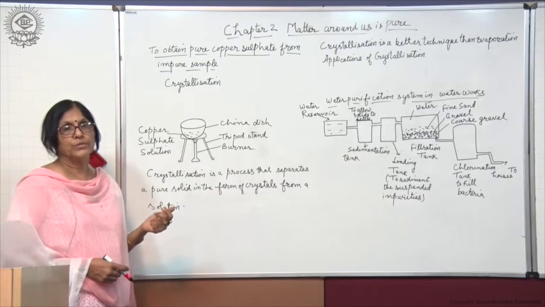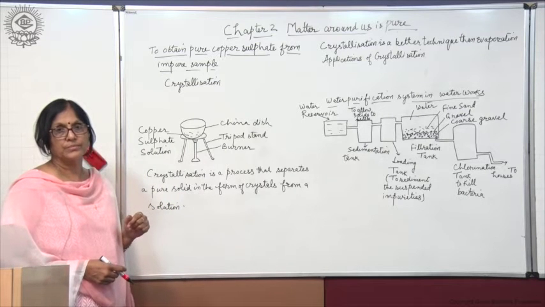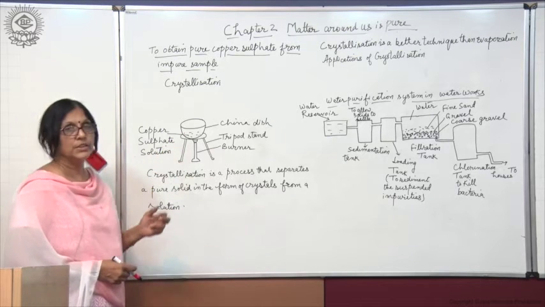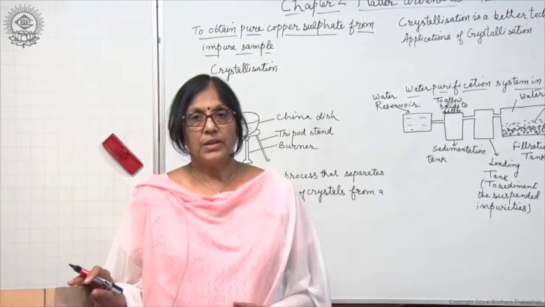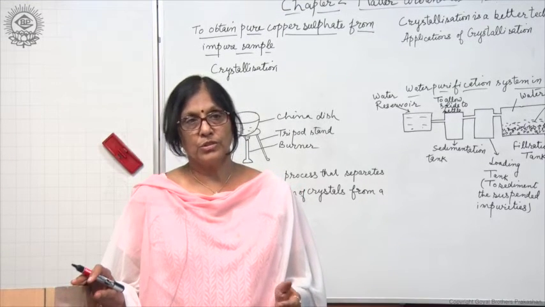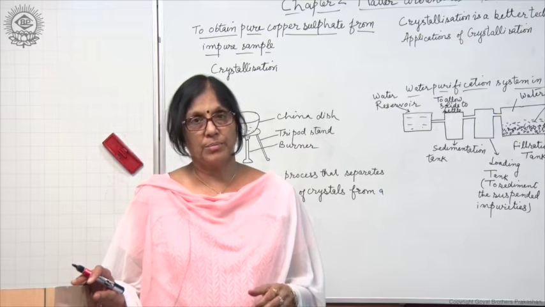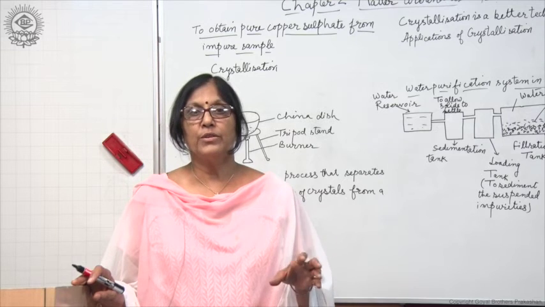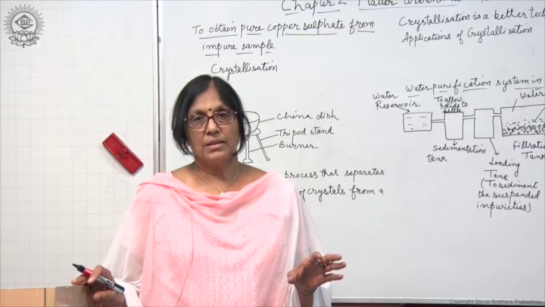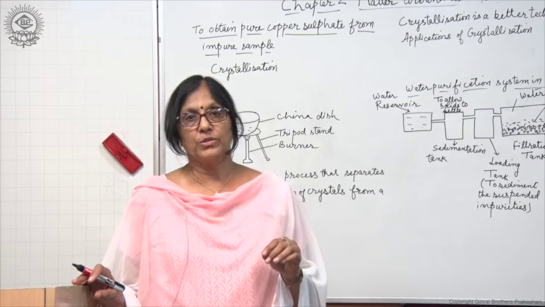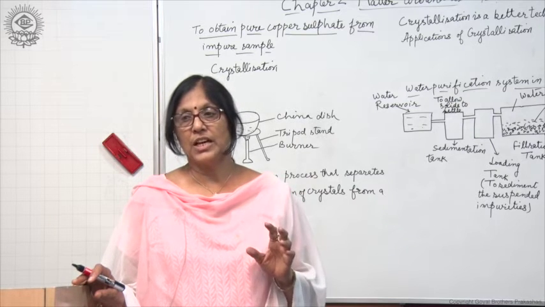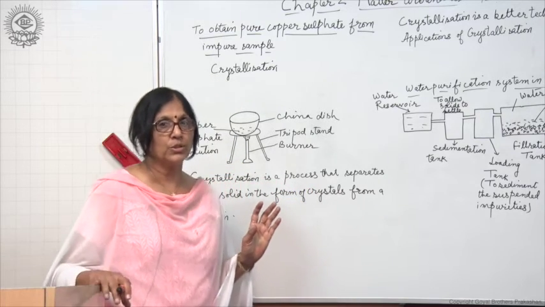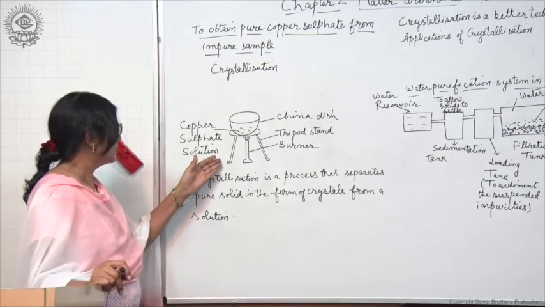Take about 5 grams of copper sulphate and dissolve it in a minimum quantity of water in a china dish by stirring. Filter the copper sulphate solution with the help of a funnel and filter paper. If there is any impurity in the solution, it will be left behind on the filter paper. Now this filtered copper sulphate solution should be taken in the china dish, and it is heated with the help of the burner as shown in the diagram.